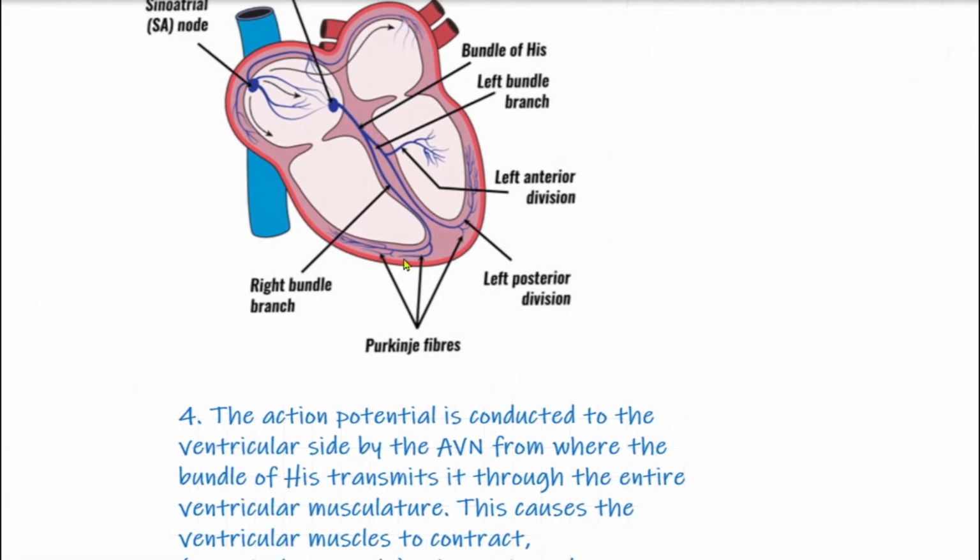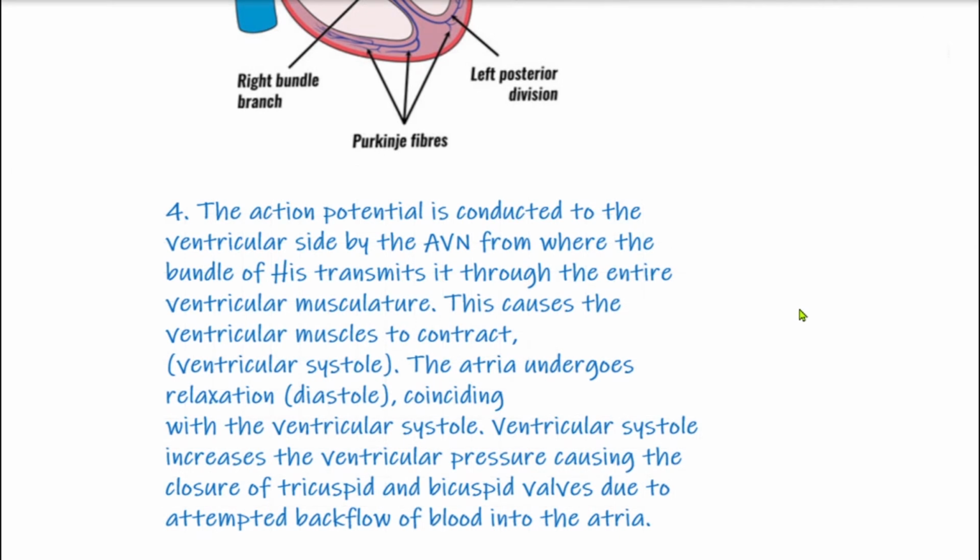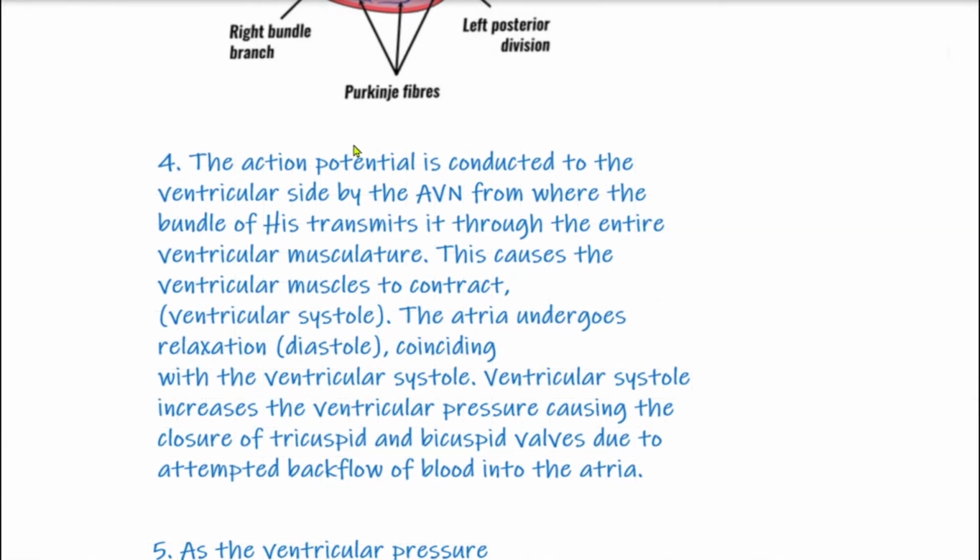And students, when these ventricles are contracting, the impulse from the SA node over the atria has ended because it has passed to the ventricles, so the atria will start relaxing, called atrial diastole. So atrial diastole occurs at the time of ventricular systole. The atria undergo relaxation, called diastole. Atrial diastole coincides with ventricular systole.